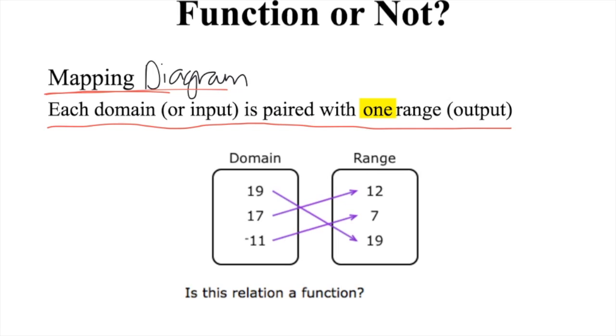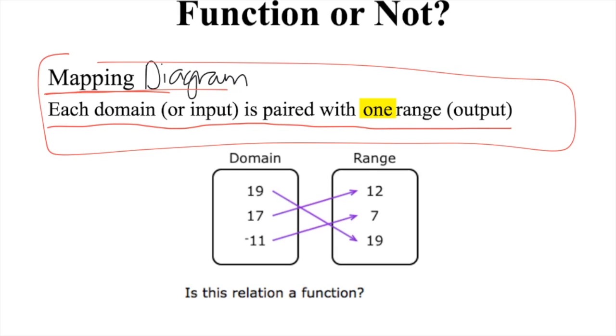Okay, and that's been happening all along. Each domain needs to be unique, and it's paired with one range. So one domain matches with one range. A different domain can match with that same range, but each domain needs its own range. Okay, so make sure you copy the definition down, and then copy the mapping activity down. So push pause until you get that all done.